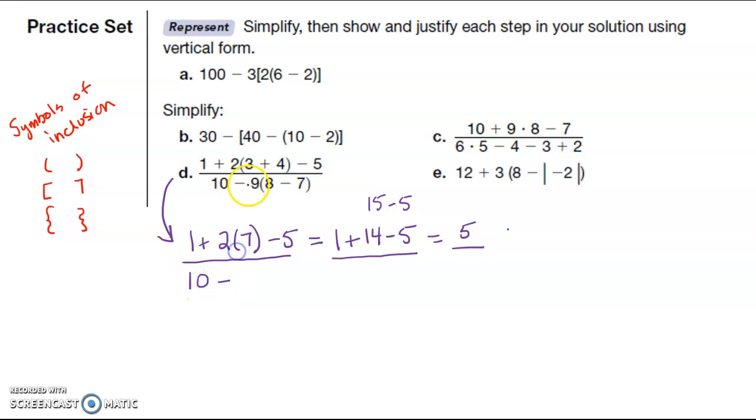So I have 10 minus 9 times 8 minus 7 is 1. So I have 10 minus 9, which is 1. So this is 5. Okay.